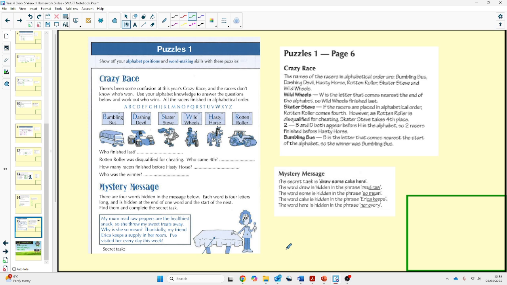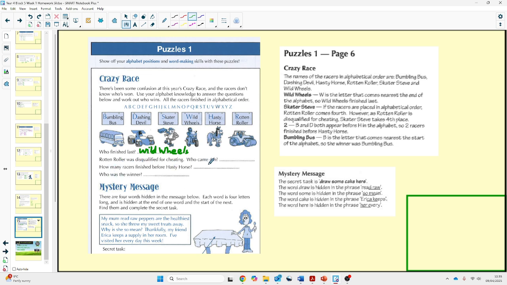All the racers finished in alphabetical order. So who finished last? Well, it would be Wild Wheels, because the W is the letter that comes nearest the end of the alphabet. So Wild Wheels finished last. So again, you can write Wild Wheels down. It's a good name, isn't it, for a racing character. Wild Wheels.